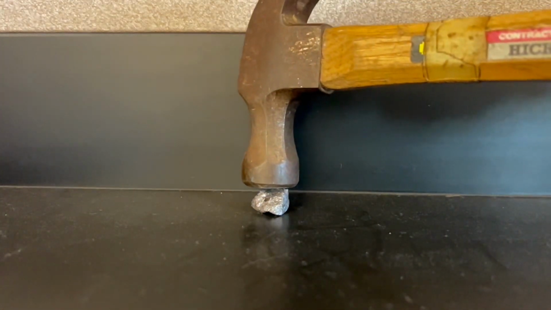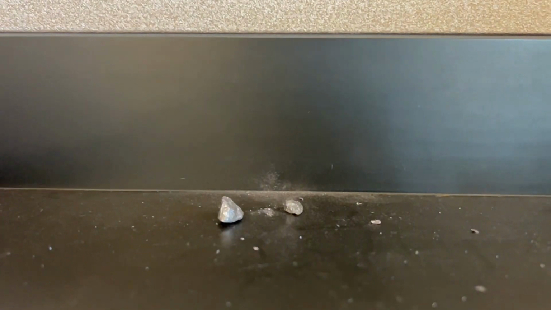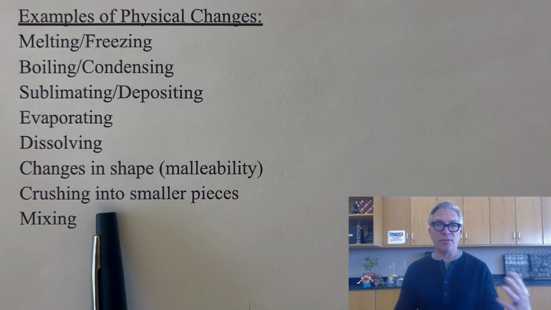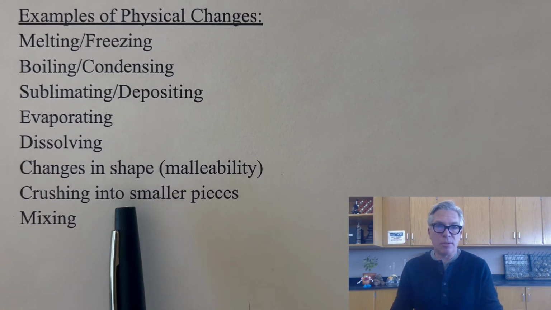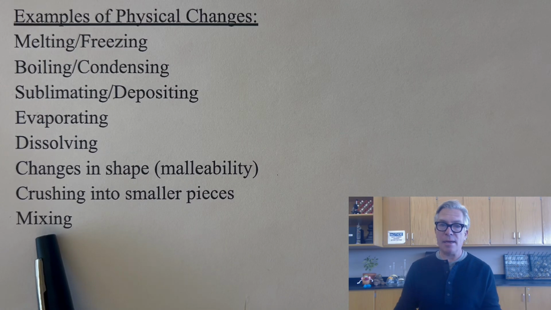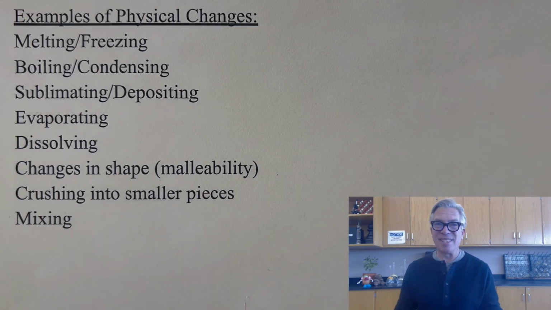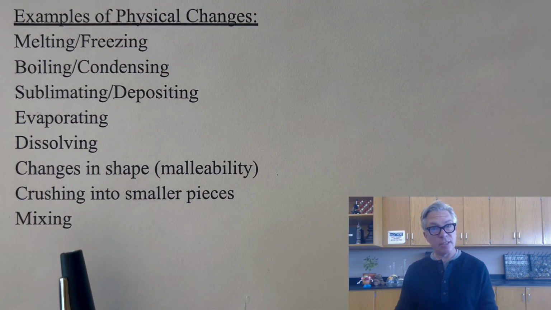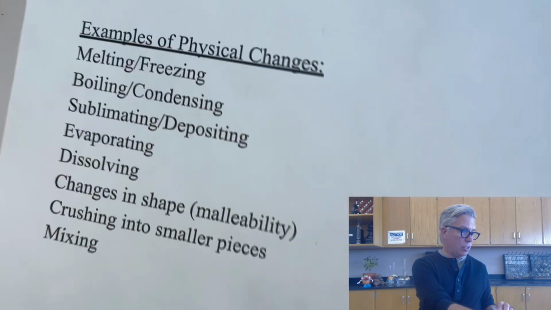Changes in shape, whether you're hammering something with a hammer and denting it, or crushing it into smaller pieces, if something is brittle, it would do that. Both of those are just changing in shape. You still have the same molecules. And mixing things. Like if I mix some sand and some salt, I still get the grains of both of those. I just happen to be mixing them together. I haven't made anything new out of that. So those are some examples of physical changes that you might see in questions. And let's talk about chemical changes.